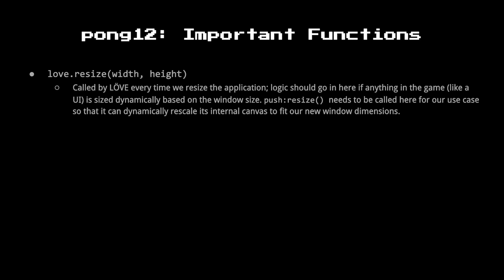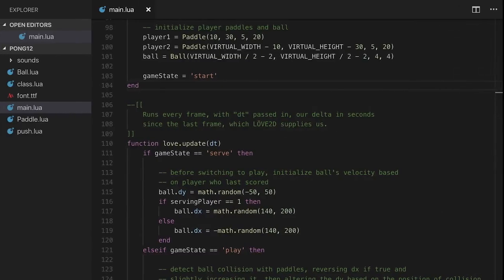So what we're essentially going to do is call the love.resize function shown here, which takes in a width and a height, and pass those to push. So we're going to say push resize width and height, and it'll end up taking care of all of that fancy stuff for us, which is really nice.